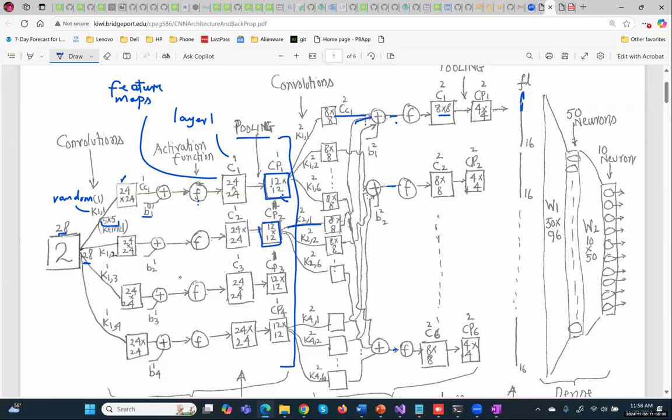And how many were there in total? 6, right? So 16 times 6, what will be the total number of lines going to our linear network? So 96 outputs will be going in total to our 2-layer network, which is doing the classification.